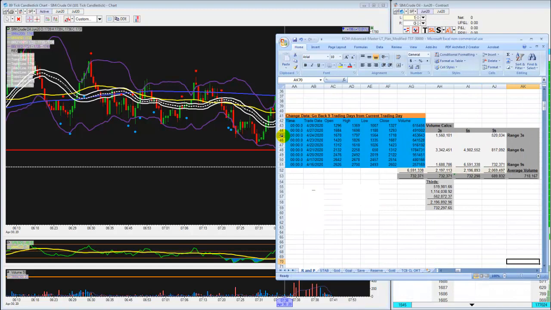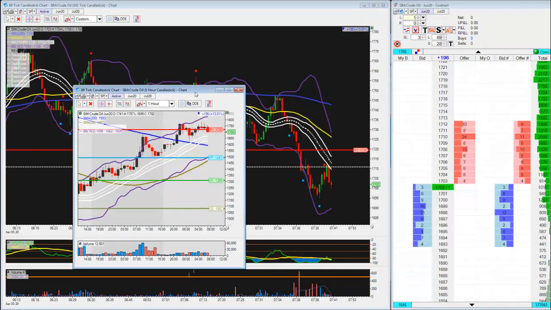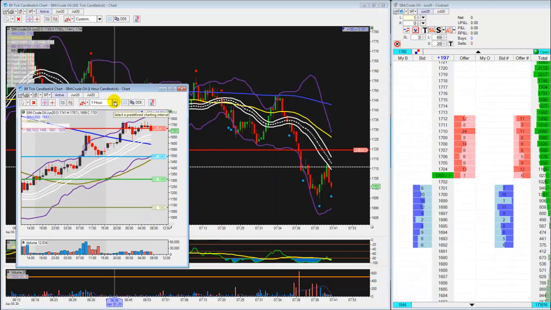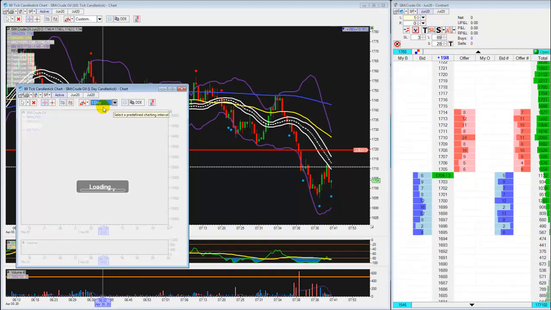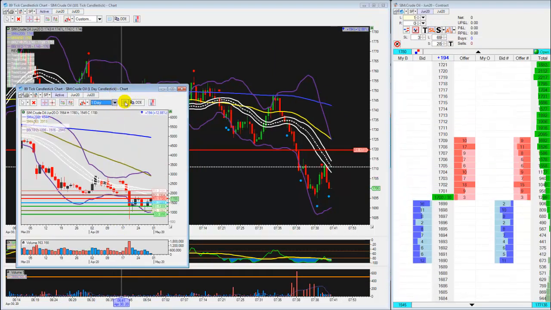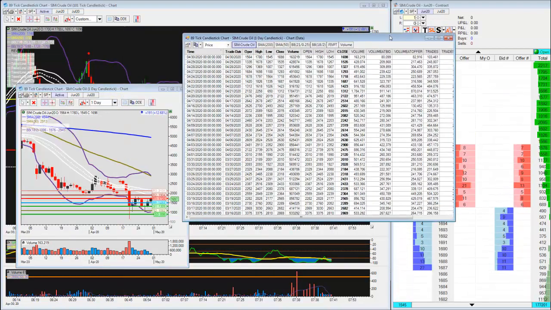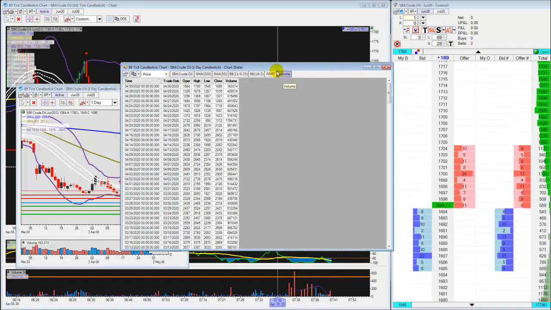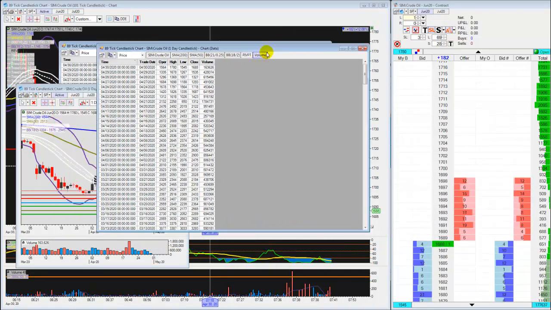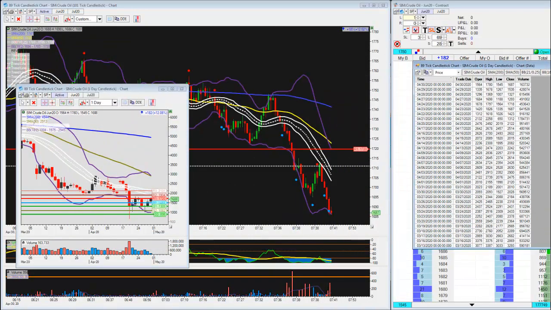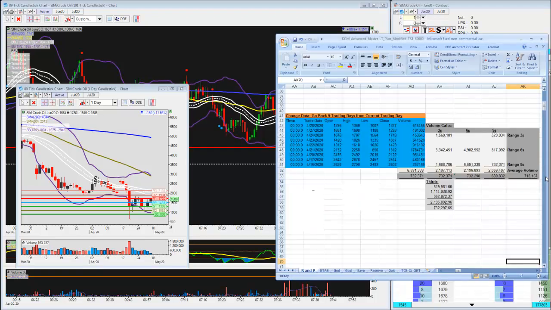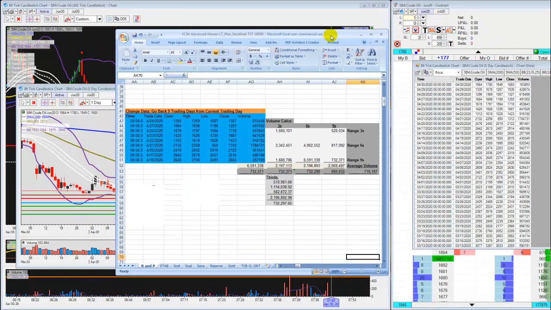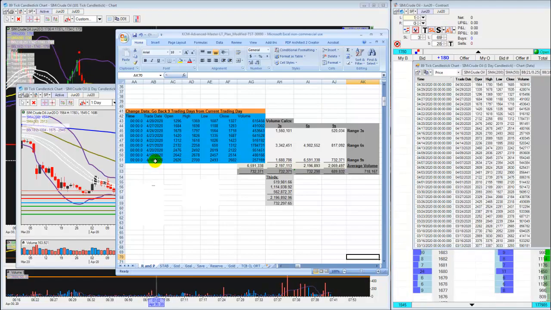Gonna grab our hourly chart, make it a daily chart. Hit this button right here, view chart data. This will pop up for you. Hit this button right there for volume. Move this over to this side and then put our spreadsheet over. So we need to go back to 17th.